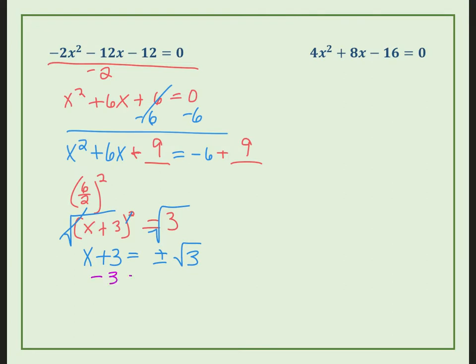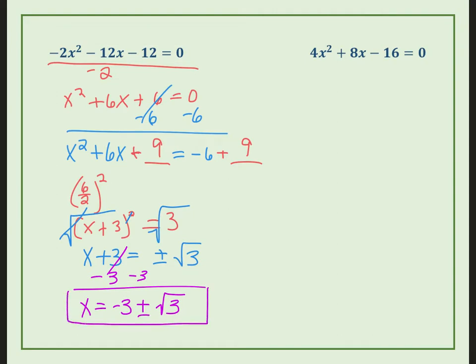Last step is to subtract 3 from both sides. So this problem does have two solutions. It has negative 3 plus the square root of 3, and it also has negative 3 minus the square root of 3. So you can write that as two different answers, or you might see it written with the plus or the minus. So go ahead and pause this video here and try following those steps and answering the second question.